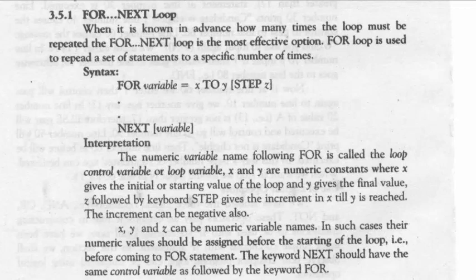The increment can be negative also. x, y and z can be numeric variable names. In such cases, their numeric values should be assigned before the starting of the loop, that is, before coming to the for statement. The keyword next should have the same control variable as followed by the keyword for.